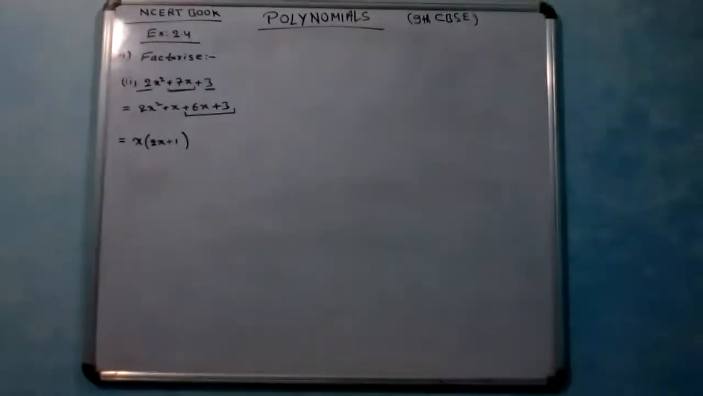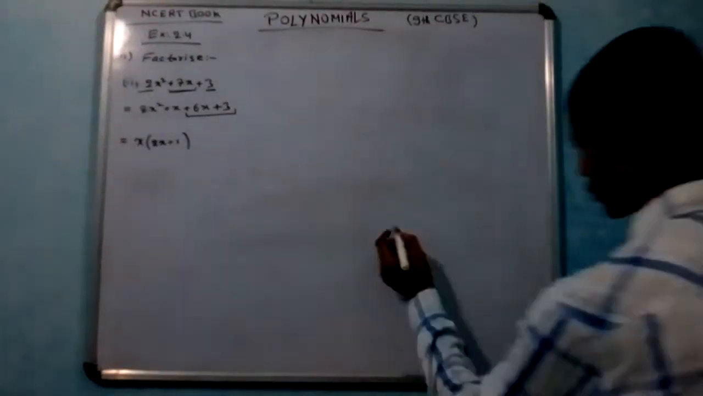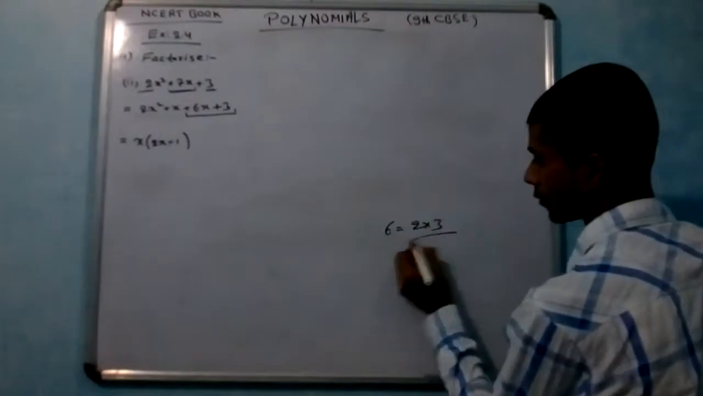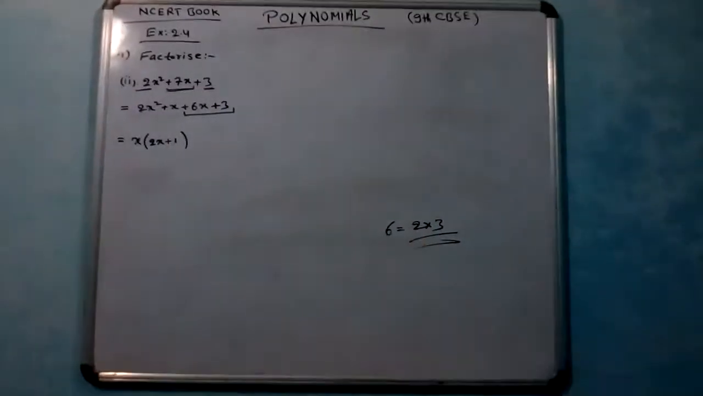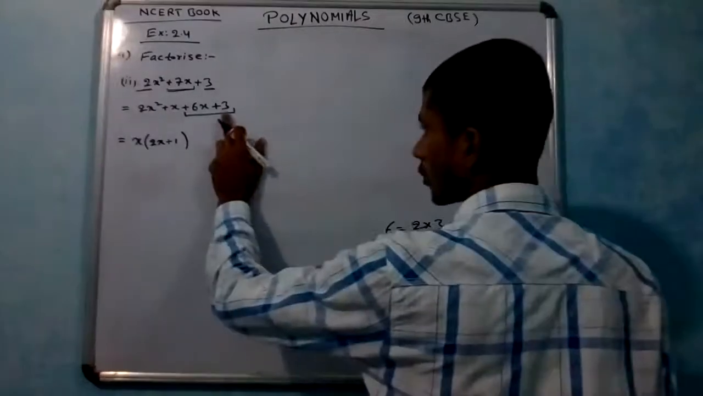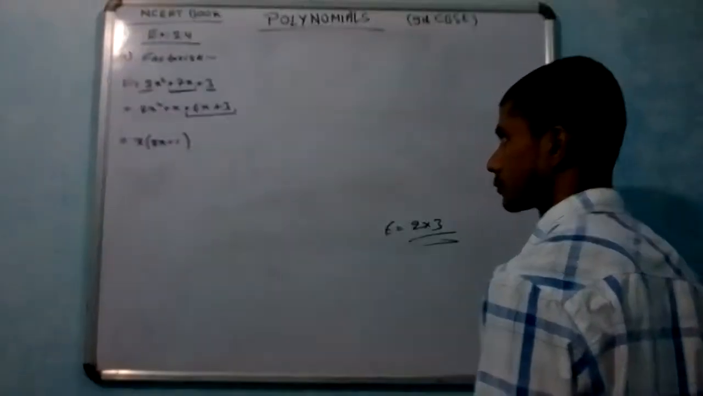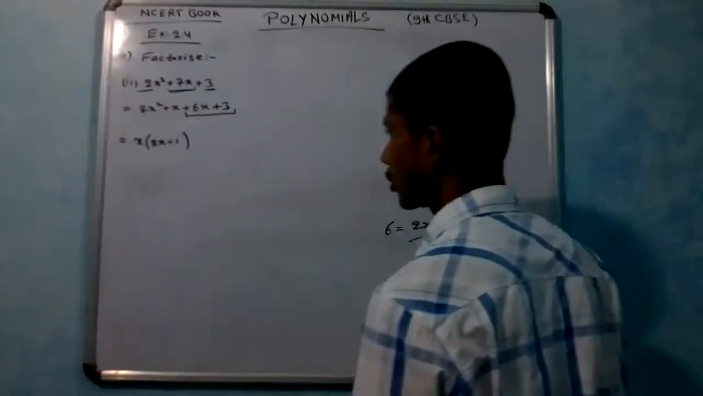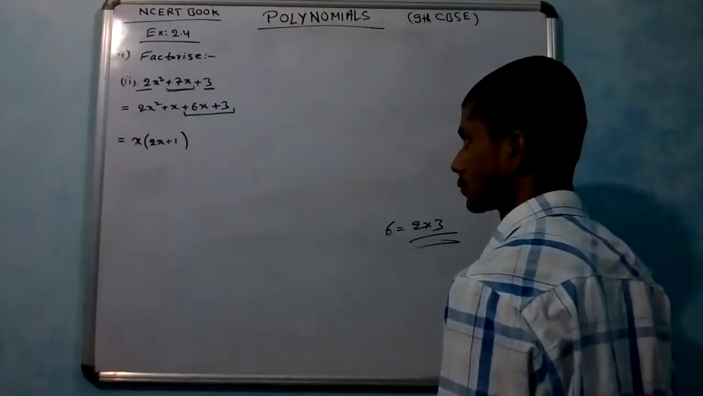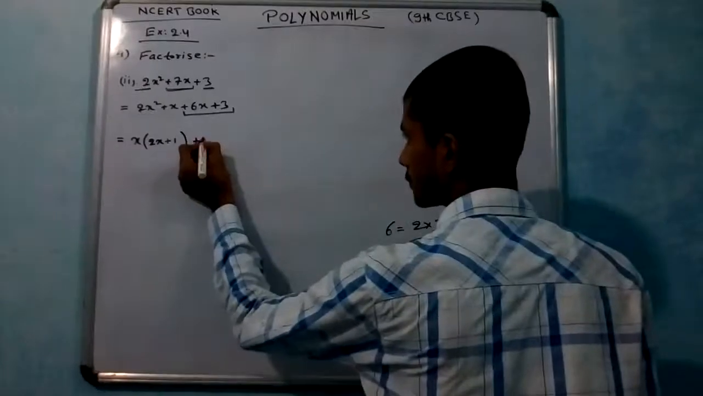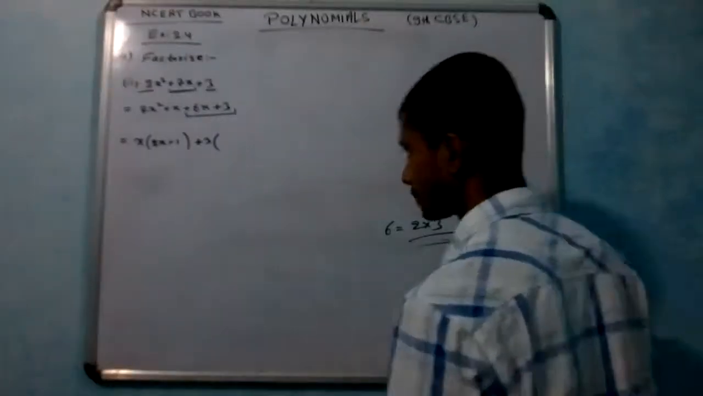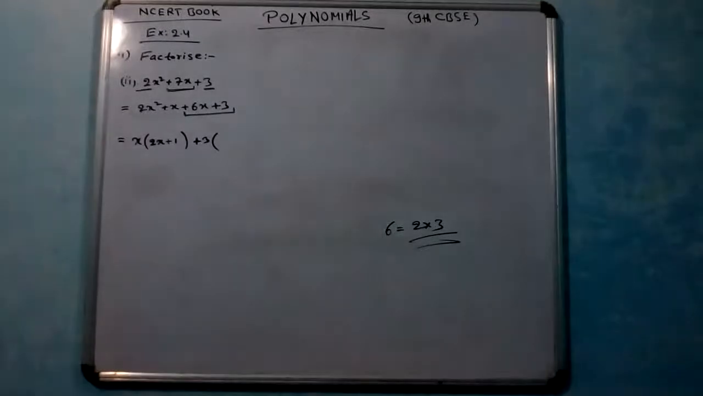Nothing is common. 6 can be written as 2 into 3. So in 6 what is hidden inside? 3. 3 is common in both, here also and here also. How much? Plus 3 or minus 3? Then what is left? Everything is fine, you just tell me what is left next.